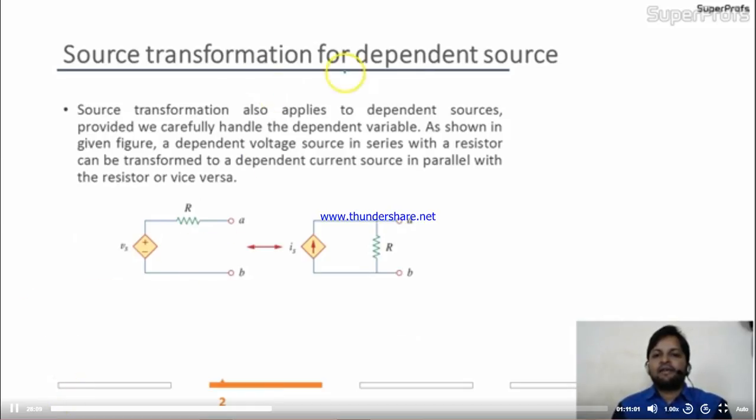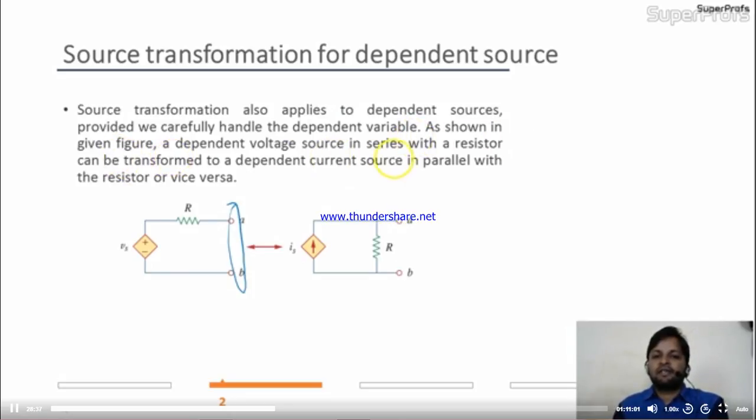What if we have a dependent source in the circuit? The same theorem, the same concept, we can apply for the dependent source also. But the value of the dependent source at a particular point should not change. Source transformation also applies to dependent sources, provided we carefully handle the dependent variable as shown in the given figure.